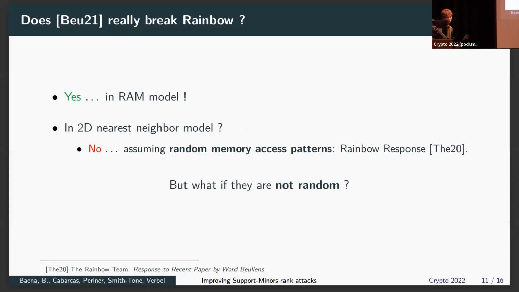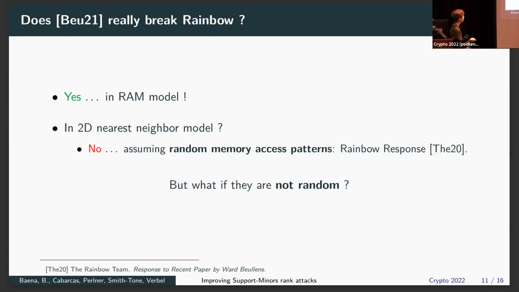So the initial motivation for this work was Rainbow and the rectangular MinRank attack, which was presented at Eurocrypt last year. This is a MinRank attack. This attack clearly breaks the parameters of the scheme in the RAM model, where you don't really care about all these memory access costs. But it's perfectly legitimate to try to include them in the cost of the attack, because especially for algebraic attacks, it's known that it can be a bottleneck.